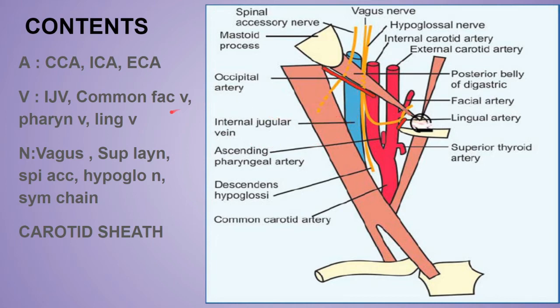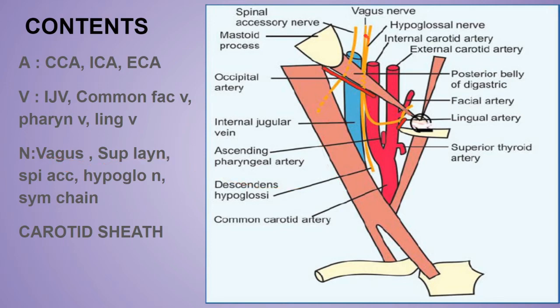And also we have three further veins known as the common facial vein, pharyngeal vein and the lingual vein. Now remember, the common facial vein is formed when the anterior branch of the retromandibular vein unites with the facial vein, and this common facial vein drains into the internal jugular vein. The pharyngeal vein also drains into the internal jugular vein, and the lingual vein terminates in the internal jugular vein.